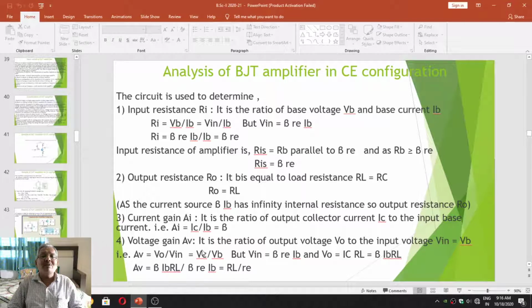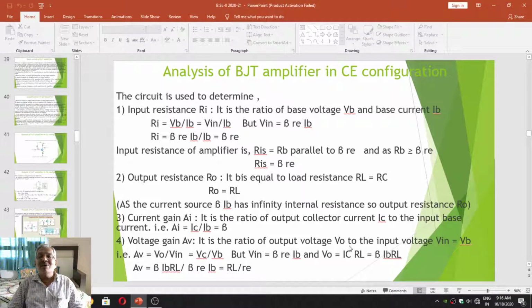Now we are going to determine the voltage gain. It is a ratio of output voltage upon input voltage. Here output voltage is VO, input voltage is VB equal to VIN. That's why voltage gain AV is equal to, by definition, VO upon VIN, that is VC upon VB. But VIN we have already calculated here: beta into RE into IB.